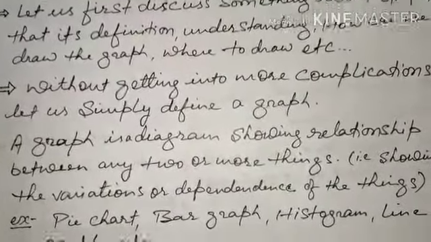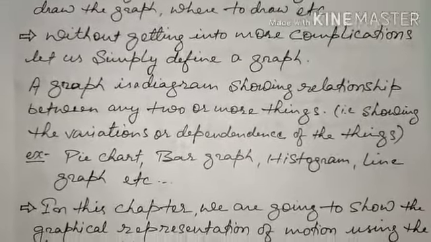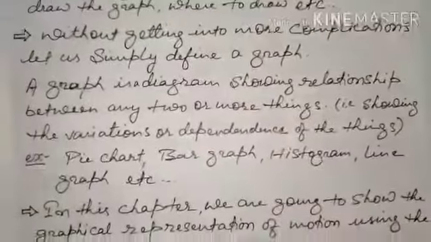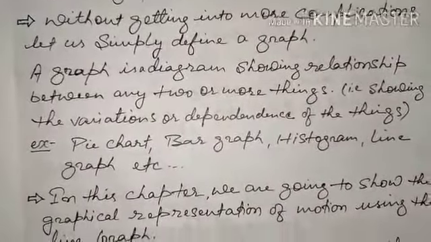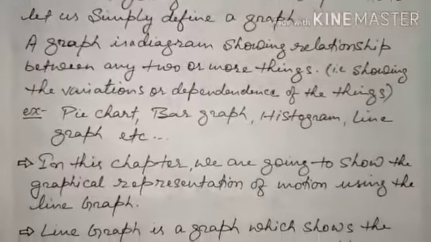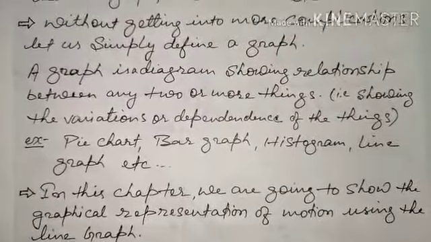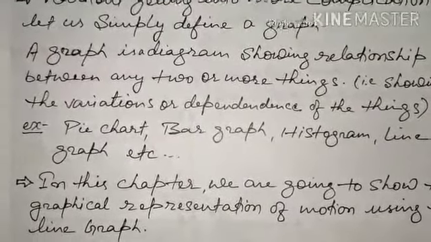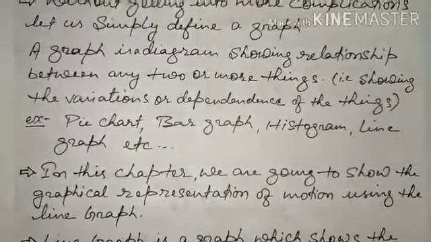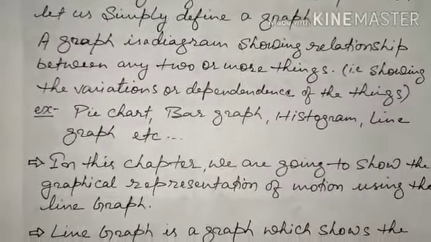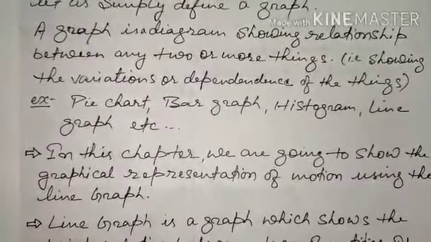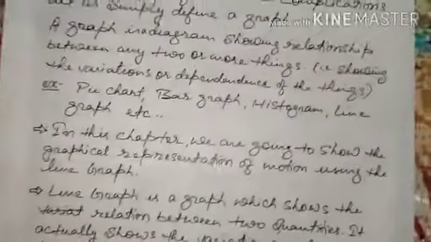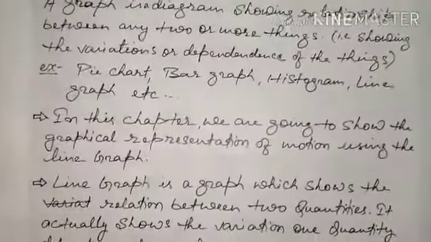Without getting into more complications, let us simply define a graph. There are many complicated things also related to the graph, but we are not discussing that part over here. A graph is a diagram showing a relationship between any two or more things, that is, showing the variation or dependence of the things.